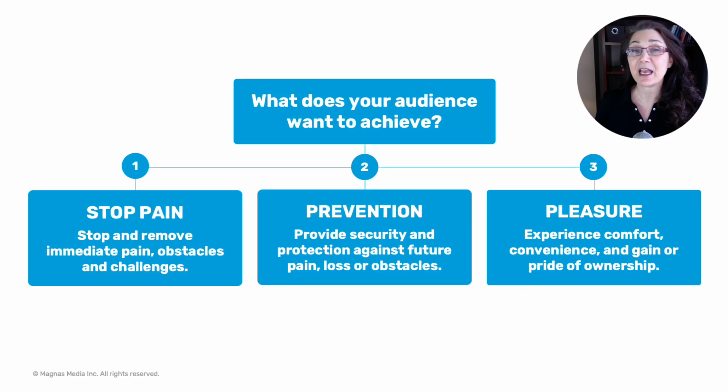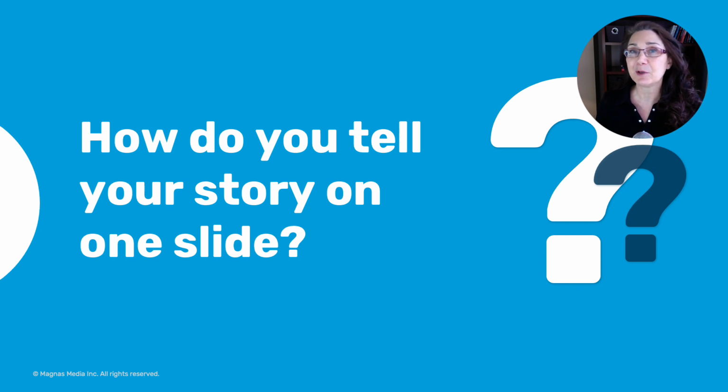Now let's look into some problem story frameworks, how to convey the problem story to your target audience. In the previous video, you learned about the three primary market needs. First is stop the pain, second is prevention, and third is pleasure. So by now you might have an idea about which story might resonate more with your market. So the big question is, how do you tell that story on one slide?